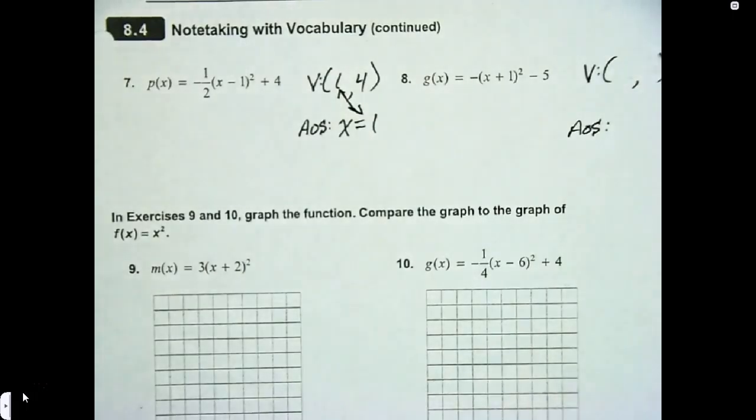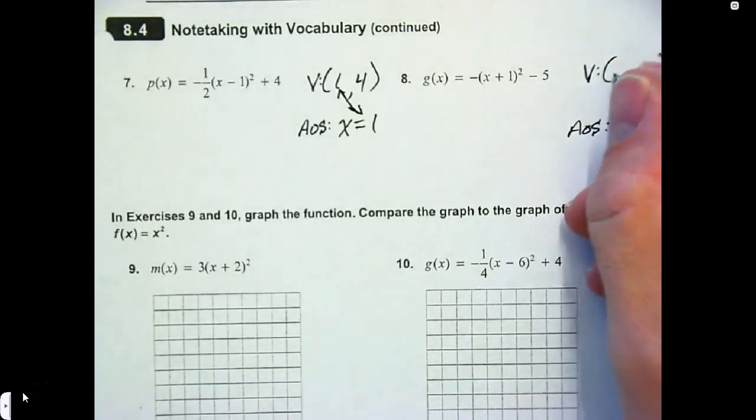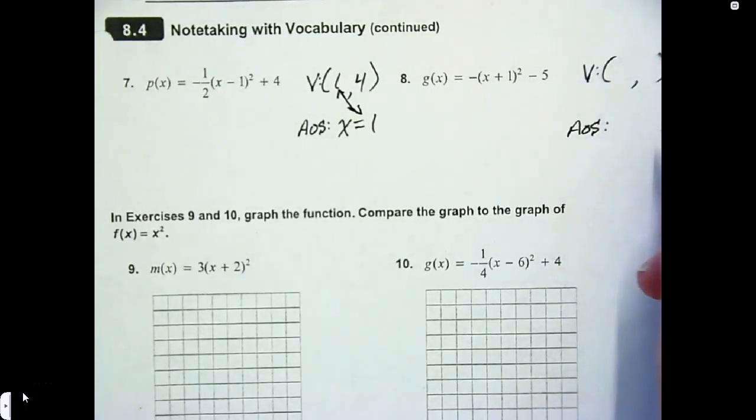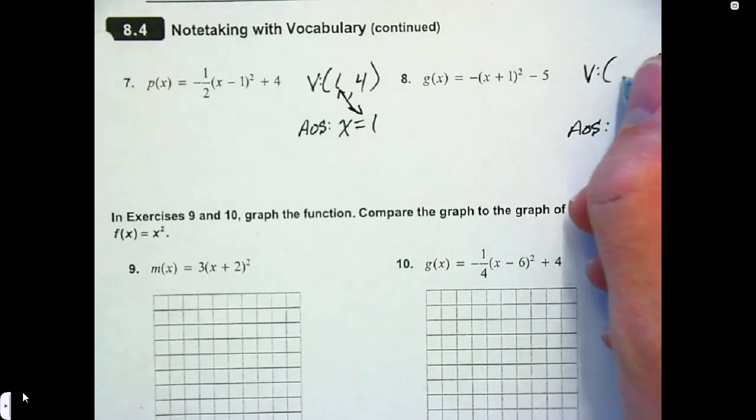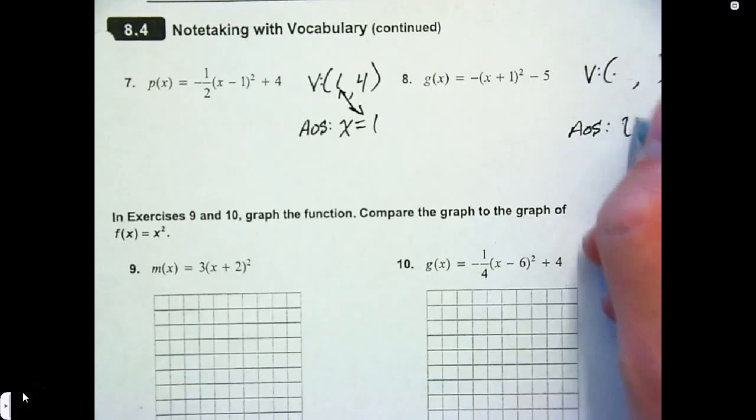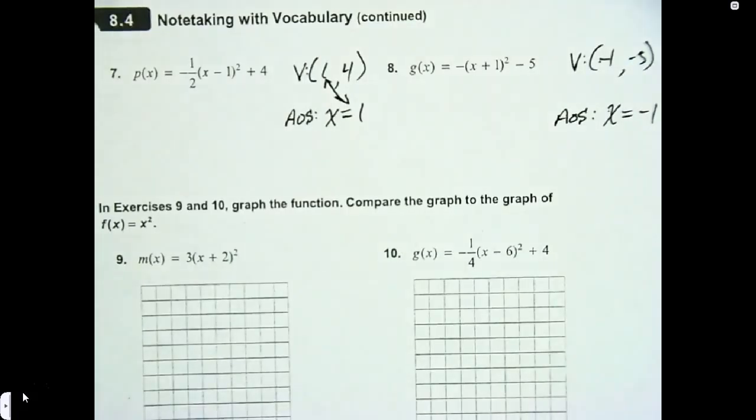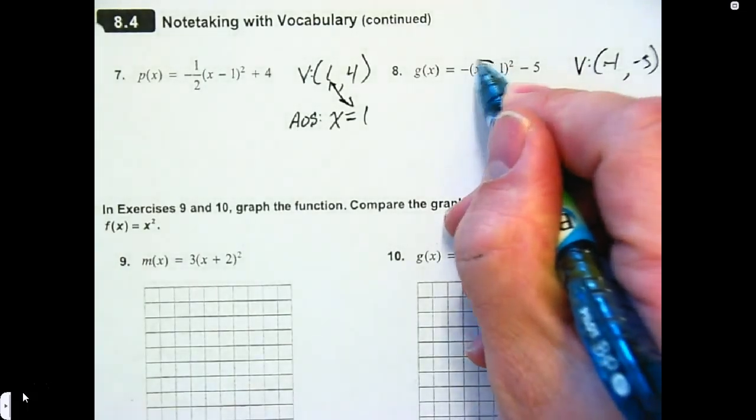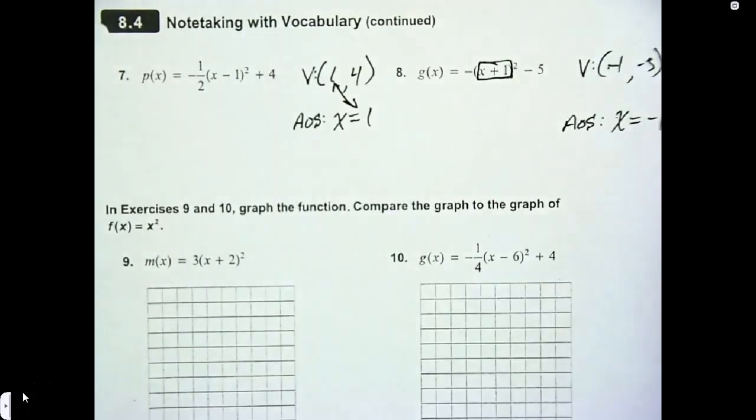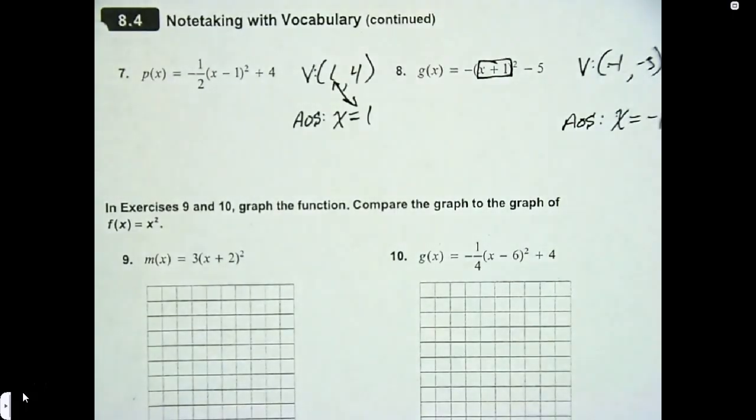Number 8. Axis of symmetry is what? Okay. So what's the vertex? Very good. Jonathan, you seeing how we're getting that? Not much math having to go there.